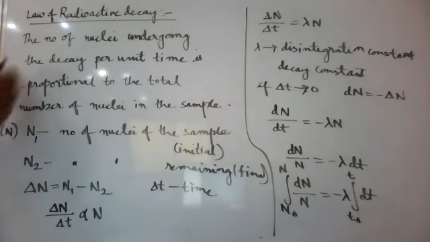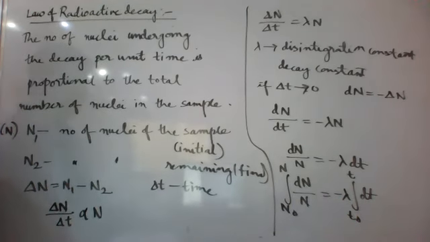Is it clear? Just take the screenshot. Quickly I will recap. The law of radioactive decay says that the number of nuclei undergoing decay per unit time is proportional to the total number of nuclei in the sample, where capital N is the number of nuclei of the sample, meaning the initial number. Let the number present be N1, and the remaining is N2.